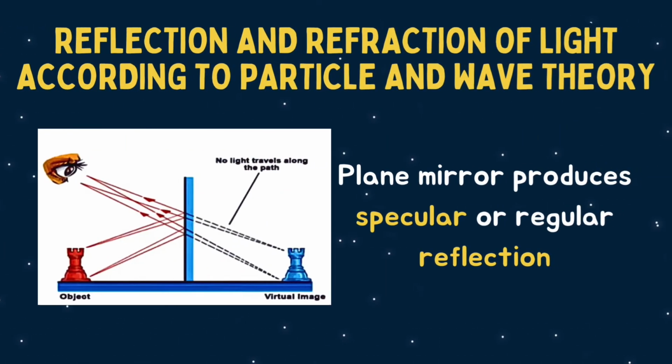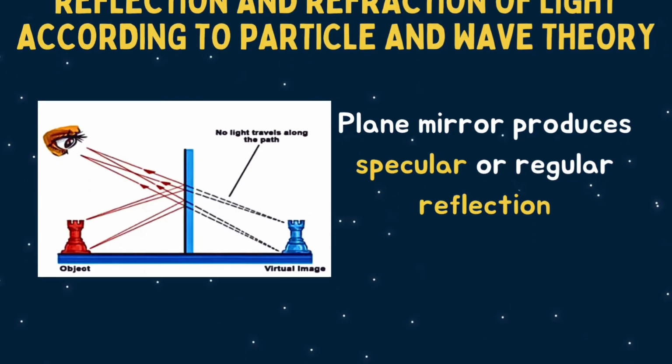Plane mirrors produce specular or regular reflection. In this case, the light rays are reflected from a smooth, shiny, or polished surface like that of a mirror and are reflected at a definite angle. Dito, yung incident ray at reflected ray ay gumagawa ng parehong anggulo na normal. Then, yung pagbuo ng isang image ay dahil sa regular na reflection.